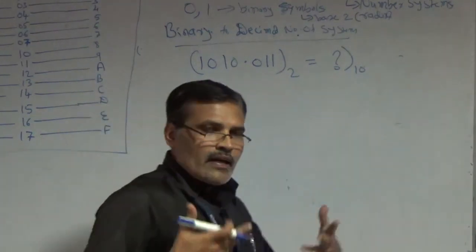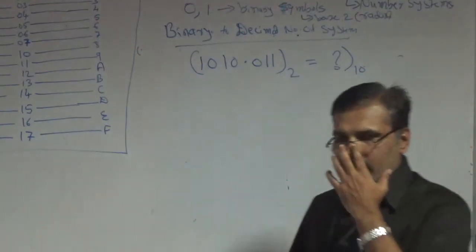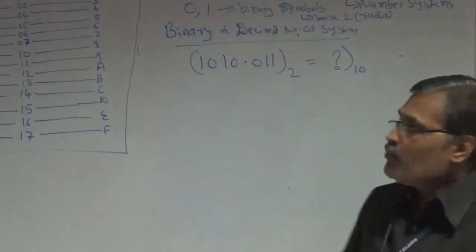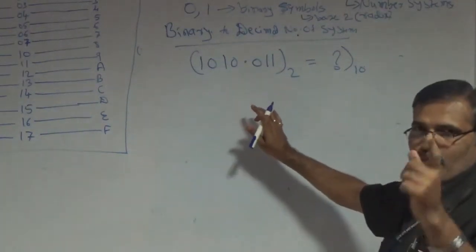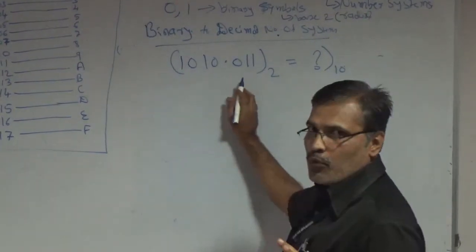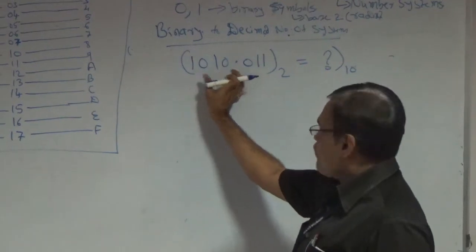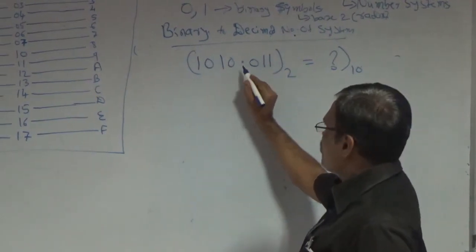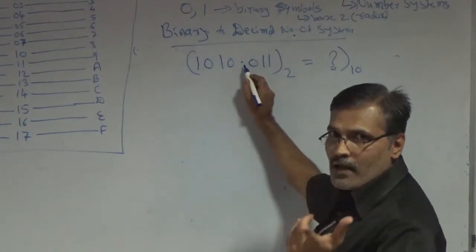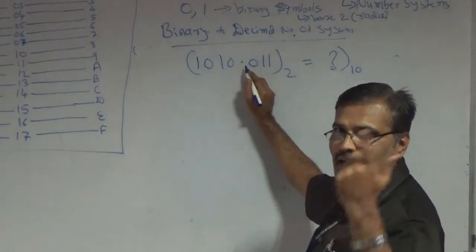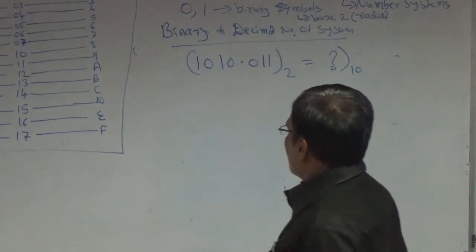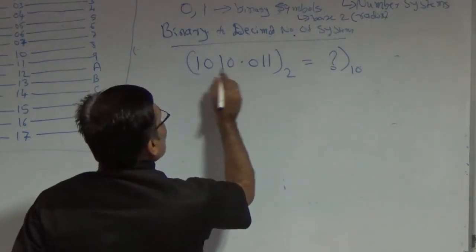When we are dealing with a number system, you already know that there are two parts: one is the integer part, the second is the fractional part. In the earlier example, I took only the integer part. In this case, I have taken both. This is our integer part, this is our fractional part. Since we are dealing with a binary number, this is known as a binary point. In a decimal number, this is called a decimal point.